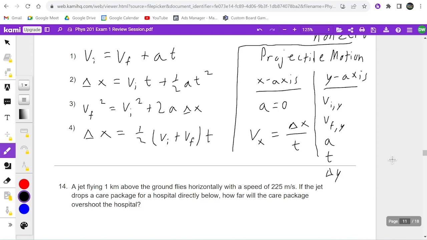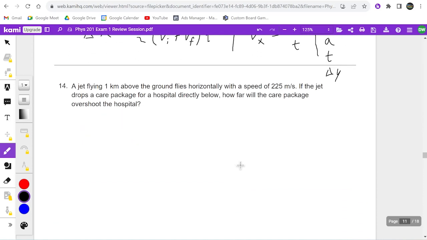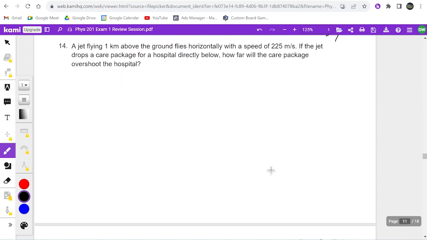Okay, now let's do some example problems. Number 14. A jet flying 1 kilometer above the ground flies horizontally with a speed of 225 meters per second. If the jet drops a care package for a hospital directly below, how far will the care package overshoot the hospital? This is kind of a funny example. So you have a jet, and I'm actually half decent at drawing airplanes. Looks like an airplane. And it's flying over a hospital.